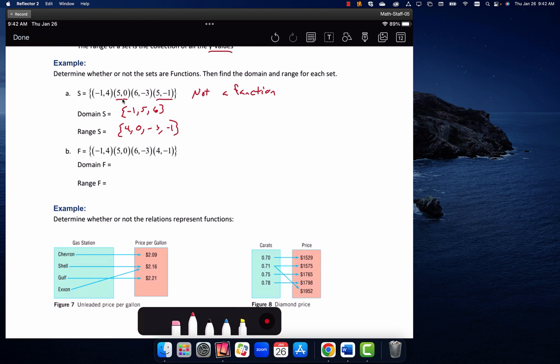The definition of function is for every x you have exactly one y value. So notice here -1 only corresponds to 4, 5 only corresponds to 0, 6 only corresponds to -3, and 4 only corresponds to -1. So this example is a function. And the domain, again, is the set of x's, -1, 5, 6, and 4. And then the range is the set of y values, 4, 0, -3, and -1.